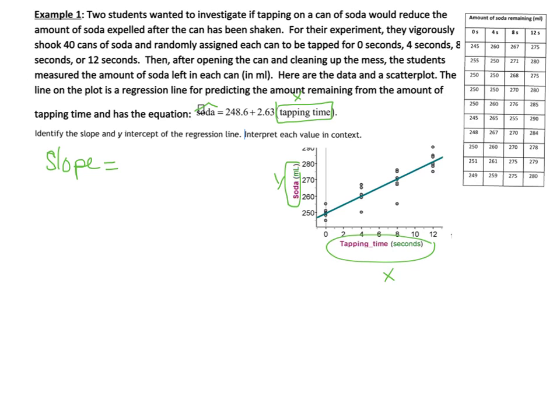So my slope is going to be 2.63. My y-intercept is the value by itself, which means it is 248.6. So let's discuss what these mean based on stuff that you've learned in previous classes.